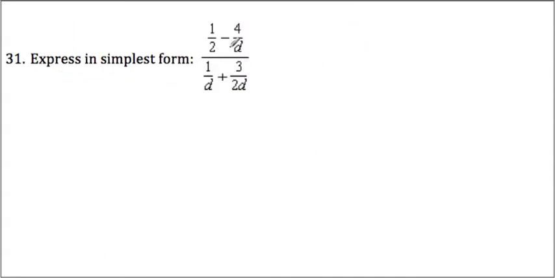Here we have a complex fraction. What do we do? We have to multiply top and bottom by the common denominator, which is 2d here. Then let's multiply 2d onto the first fraction. Then 2 cancels out, and we are left with d minus here. D cancels out, and then 4 times 2 becomes 8.